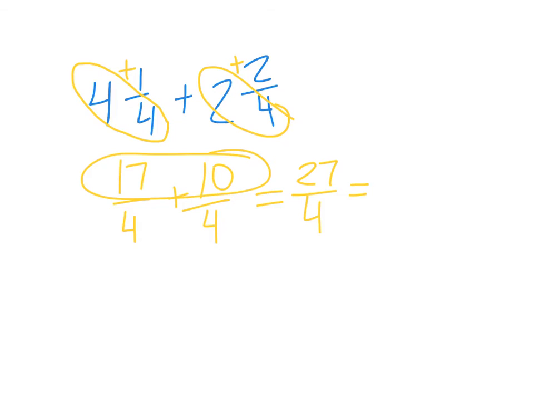Let's see, 8 times 4 is what? 32, so that's too big. 6 times 4 is what? 24. 5 times 4 is 20. 6 times 4 is 24. What's 7 times 4? 28. So 6 is the biggest we can go, right? So we can do 6 times 4, which is 24. So I'm going to say 27 minus 24 to get my new numerator. What's 27 minus 24? 3. So the answer is 6 3/4.